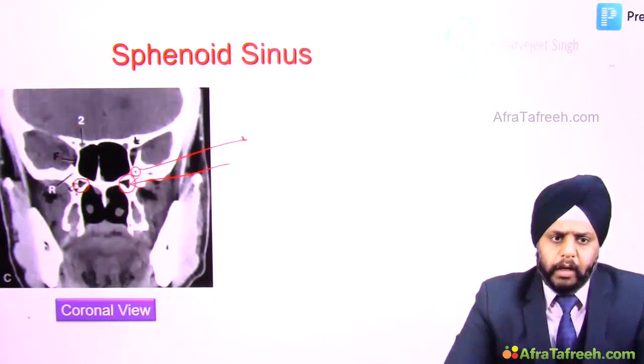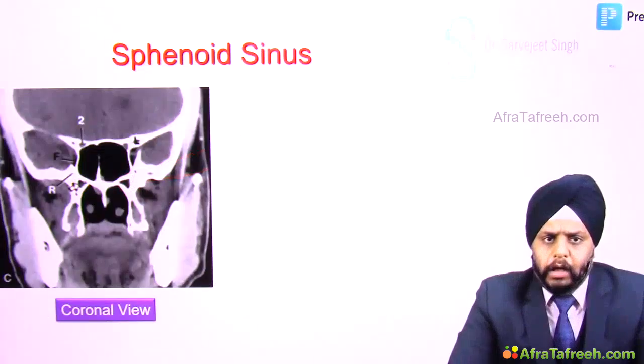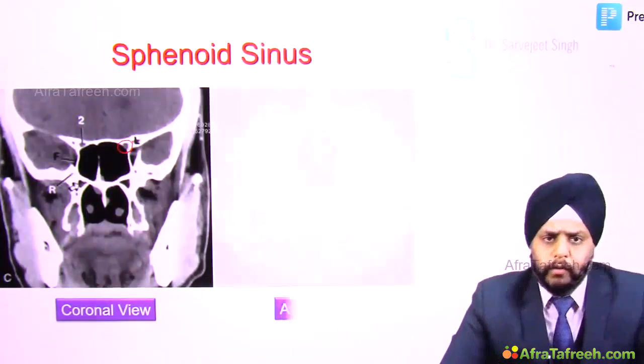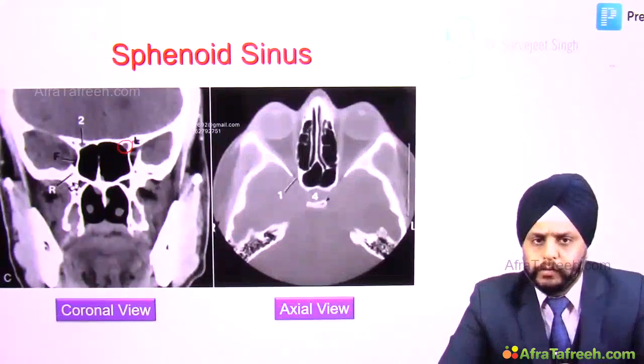So remember, the optic nerve lies in the lateral wall of the sphenoid sinus. Okay, so this was the coronal view. Let's look at the axial view.